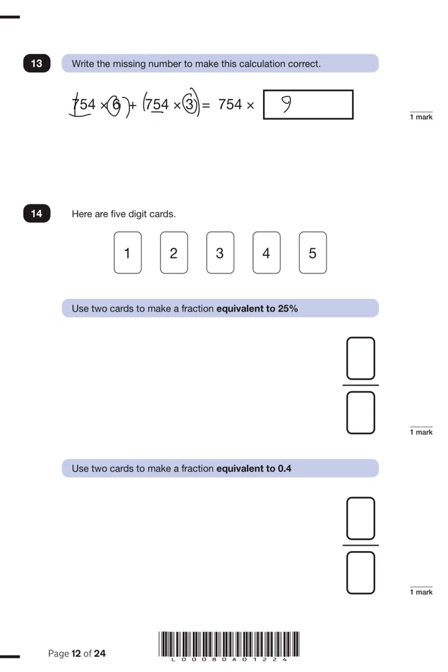Number 14. Here are 5 digit cards: 1, 2, 3, 4, 5. Use 2 cards to make a fraction equivalent to 25%. That would be 1 and 4, because a quarter equals 25%. Use 2 cards to make a fraction equivalent to 0.4. 2/5 would make 0.4. 1/5 is 0.2. 2/5 is 0.4.